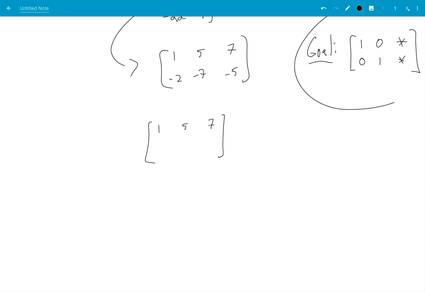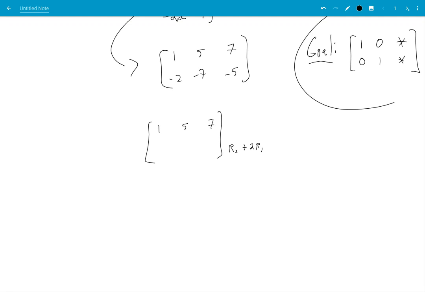So I'm going to change the second row. I'm going to go row 2 plus 2 row 1. Okay, so again, I wrote this kind of instruction beside the second row. That was not a coincidence. I'm indicating to my reader that I am changing or have changed this second row.